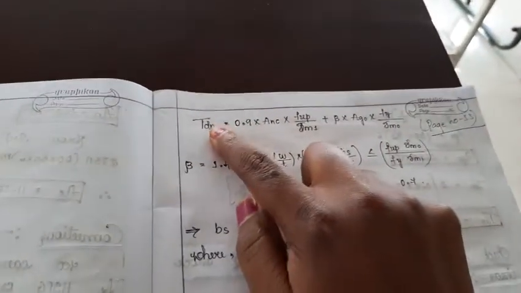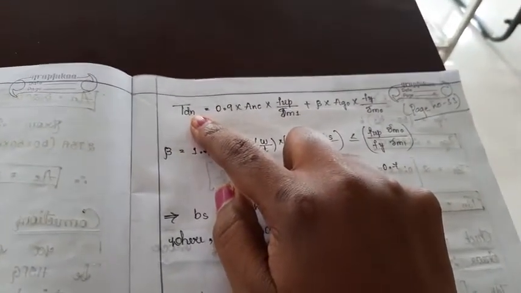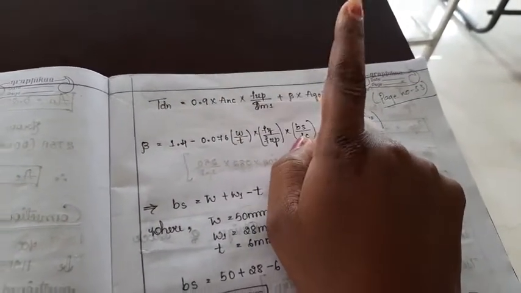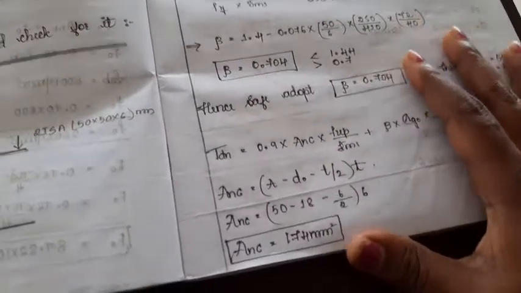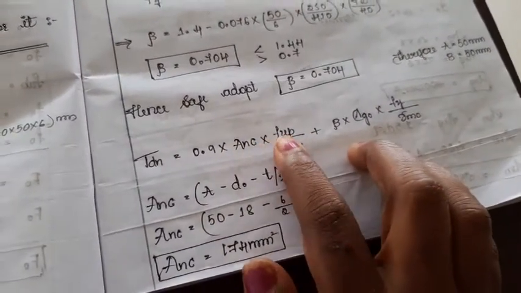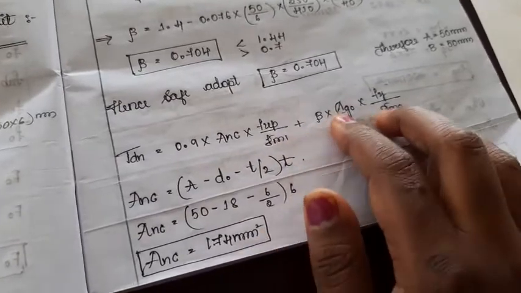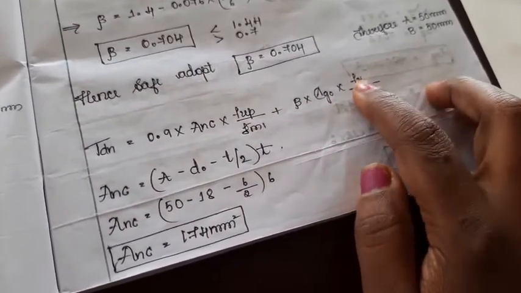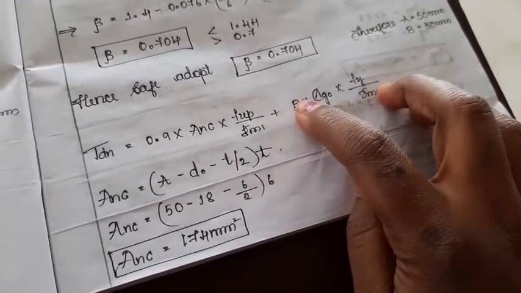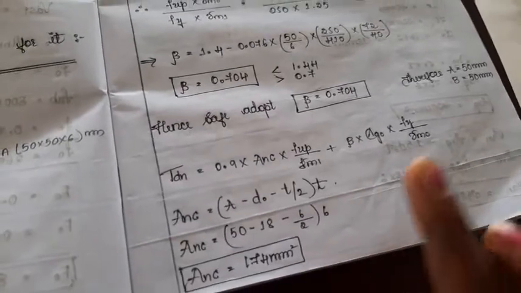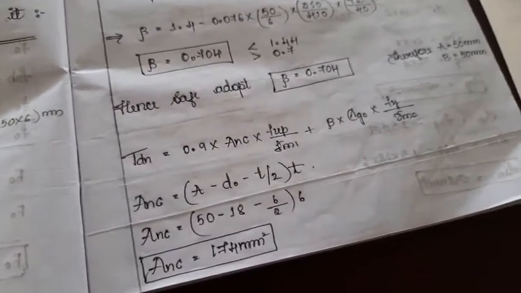To calculate your rupture strength, that is nothing but your TDN, you have got your beta value. After this, the formula is 0.9 ANC into Fup by gamma M1 plus beta into AG naught into Fy by gamma M naught. Fy by gamma M naught is a known factor. Beta value is a known factor. Fup by gamma M1 is a known factor. Whereas ANC and AG naught are unknown factors.